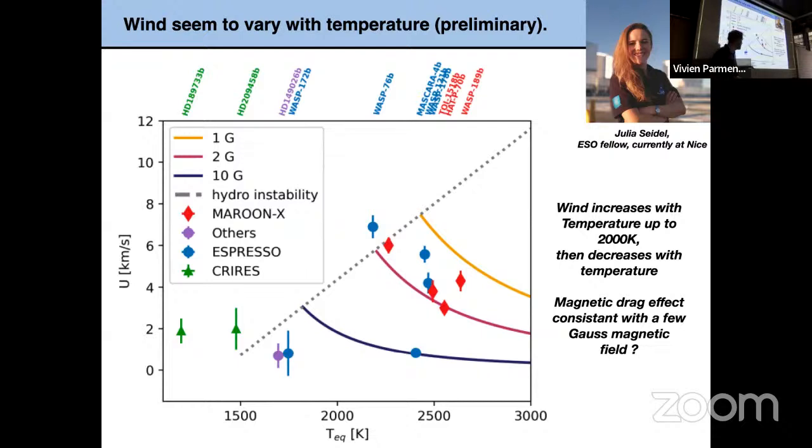And then, if it's magnetic drag that's dragging the winds, what you would expect is that at some point, as you increase the temperature, ionization takes over, because the Saha equation has an exponential, basically. And so the drag increases very fast with temperature. You have the wind speed that starts decreasing with temperature. And the fun thing is that this is extremely dependent on the magnetic field.